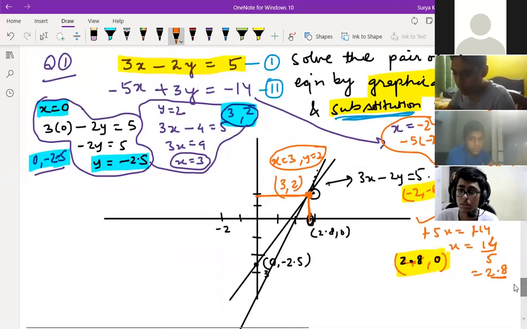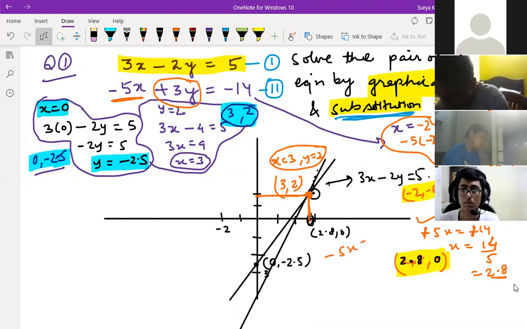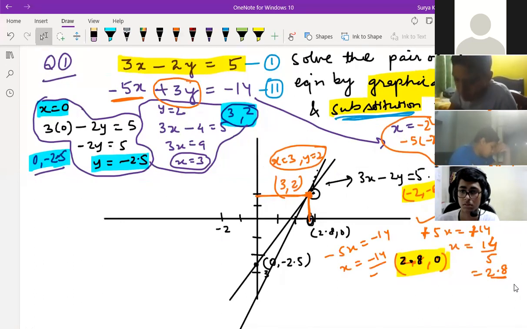See here, we put y is equal to 0, right? This one 0, right? Yes, sir. So minus 5x is there in the question, no? So minus 5x is equal to minus 14, right? Yes, sir. So the minus on both sides is cancelled here. Or you can do it like this: minus 5x is equal to minus 14, so x is equal to minus 14 by minus 5, correct?